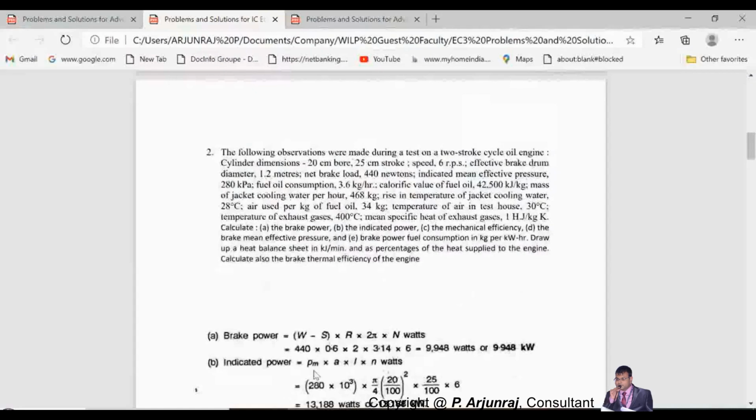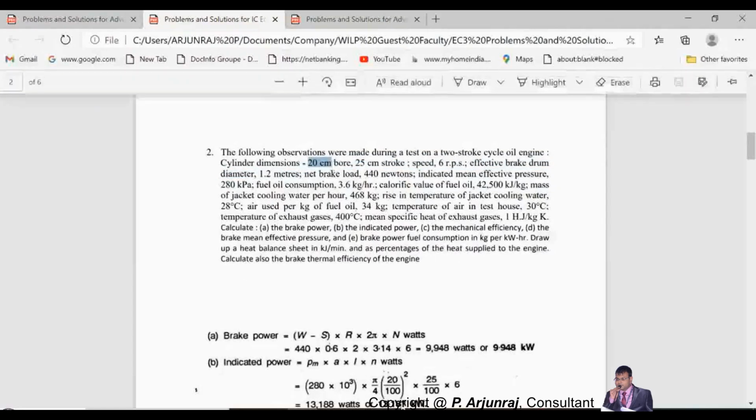P m is nothing but the mean effective pressure. In the problem the indicated mean effective pressure is given as 280 kilopascal. Again, this kilopascal needs to be converted to pascal: 280 into 10 power 3. Area is nothing but pi by 4 d square. What is the diameter? They gave it in centimeter, so you need to divide to get meter. So 20 by 100, whole square.